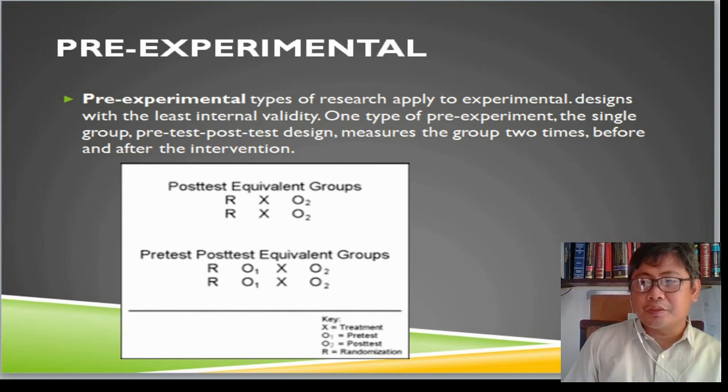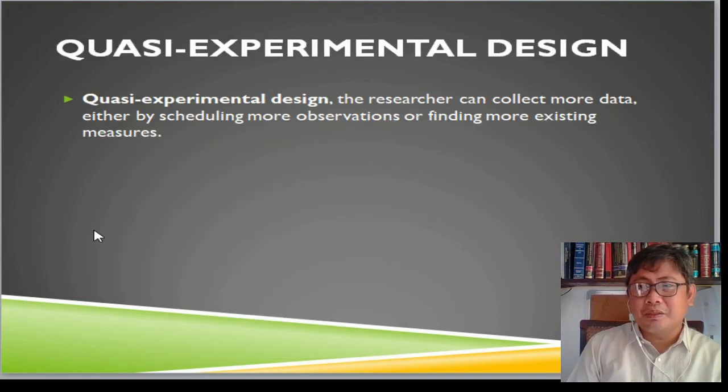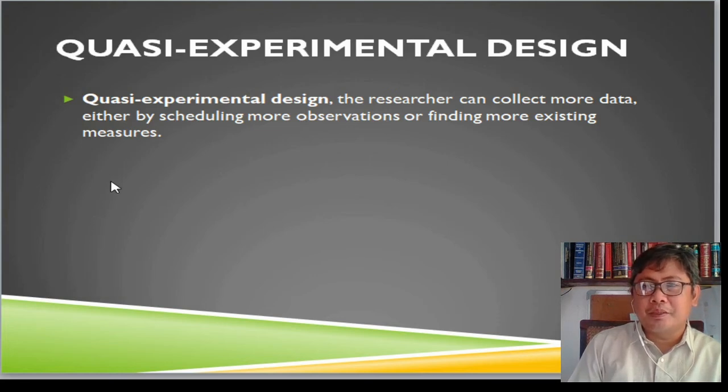So there are two classes of experimental design that can provide better internal validity than pre-experimental design. These are the other types of experimental research, which are the quasi-experimental and the true experimental design. In quasi-experimental research, the researcher can collect more data either by scheduling more observations or finding more existing measures. The only difference between the true experiment and the quasi-experimental design is that quasi-experimental research design doesn't have any randomization in selecting the samples or subjects of the study.